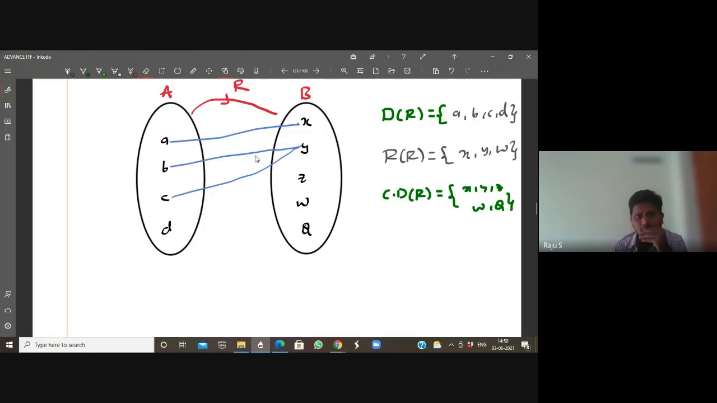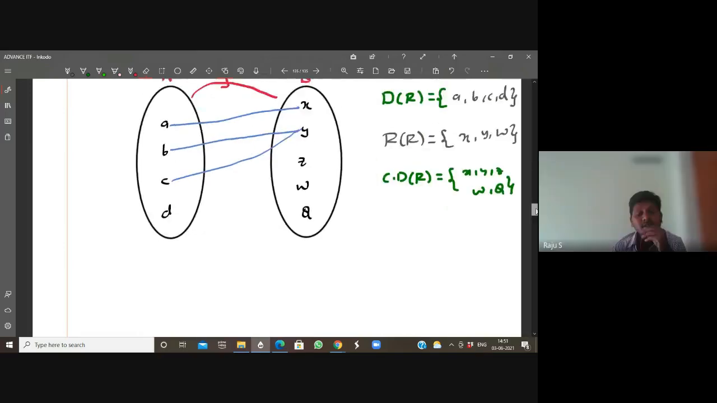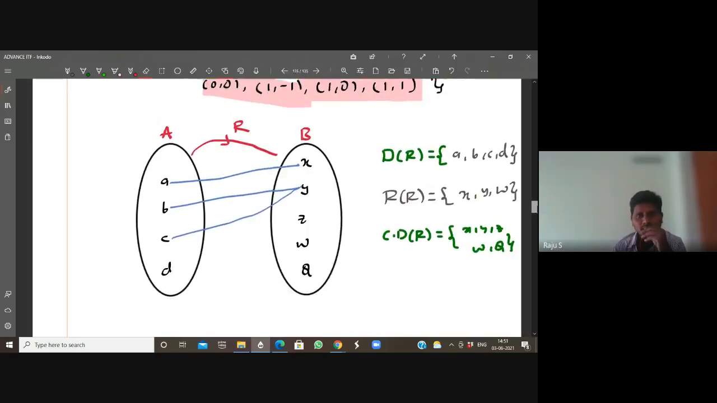So actually, in a relation, D must have some relation to any one of the elements, because all the elements of A have to be related, sir. Yes, surely. Okay, sir.